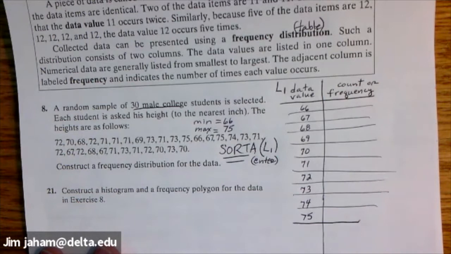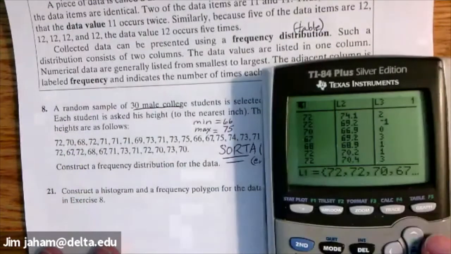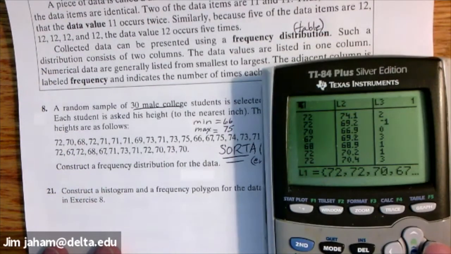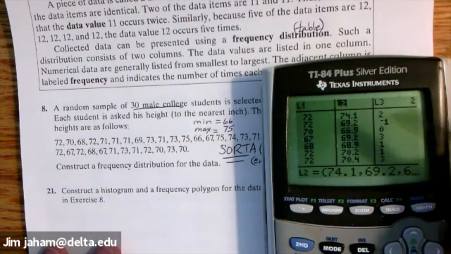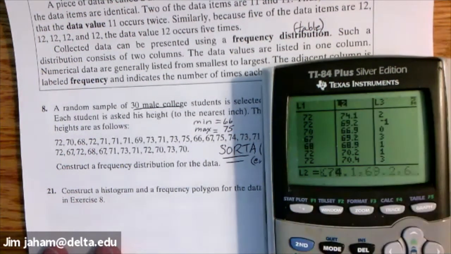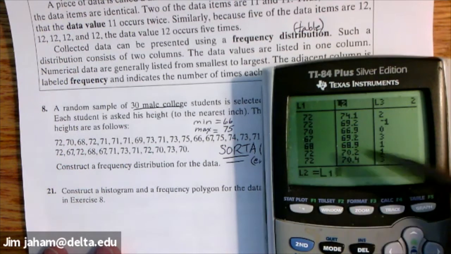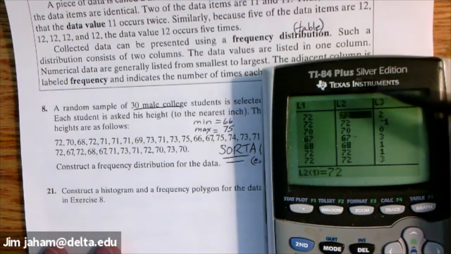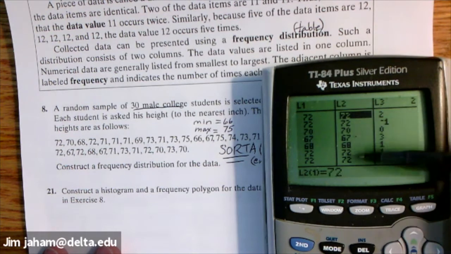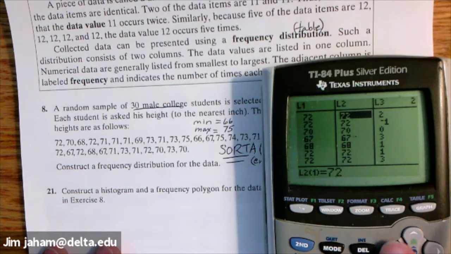So let me show you where that is. First thing I'm going to do, just so you can see, I'm going to highlight L2 and then type in L1 down here. So when I say L2 is equal to L1, it's just going to make a copy of the first list. See how these are all the same now? I made a copy of this.